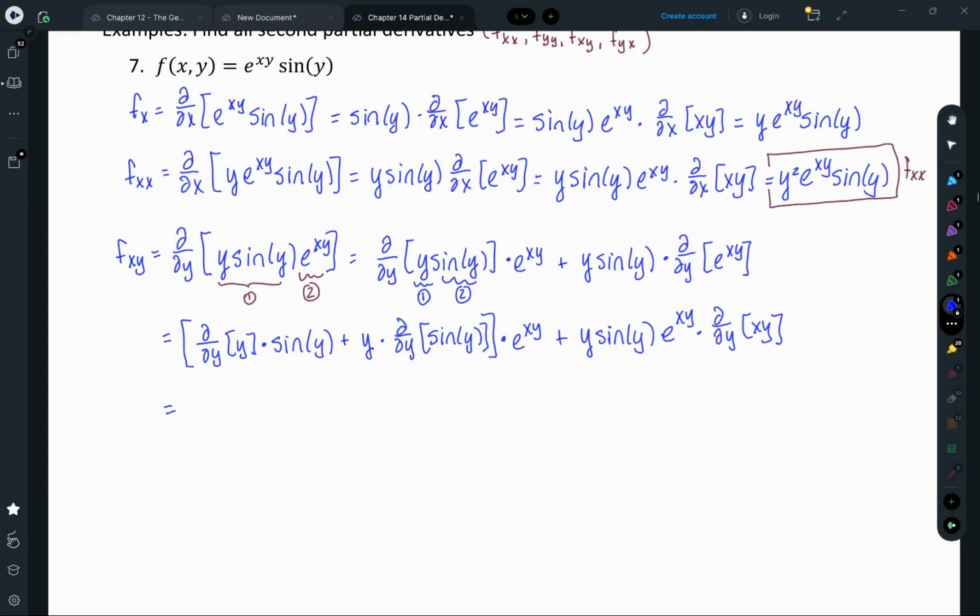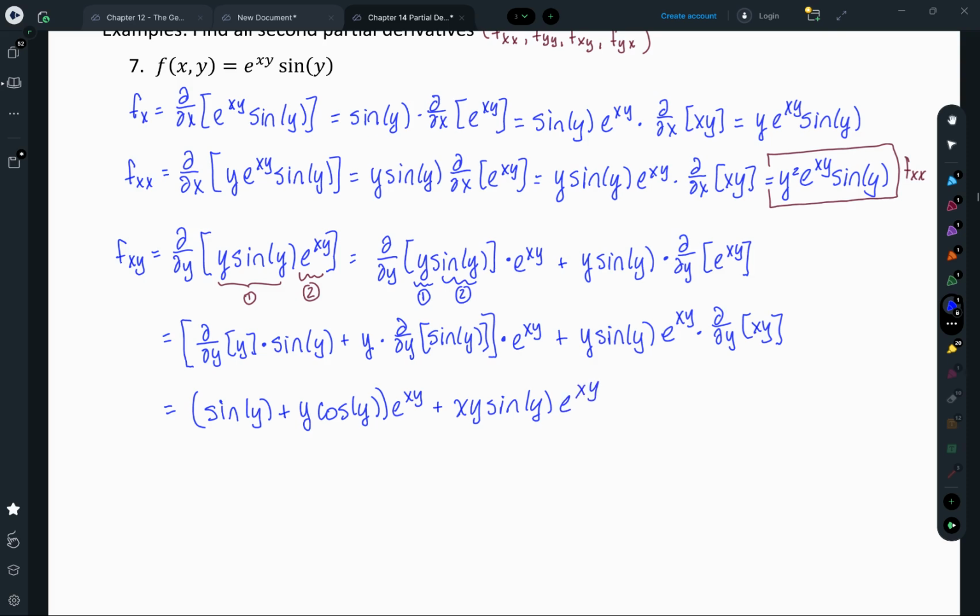So starting from the left, del y of y is 1. So that just leaves me with sine of y plus y times, well, del y of sine of y is cosine of y. And then all of this is multiplied by an e to the xy. And then in the second term, when I take del y of xy, I'll get an x. So adding this in here, I get plus xy sine of y e to the xy.